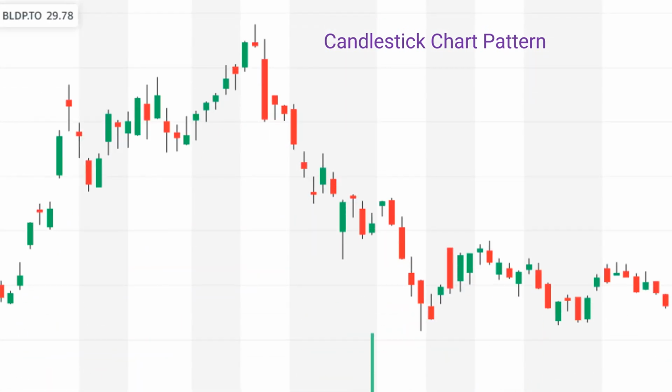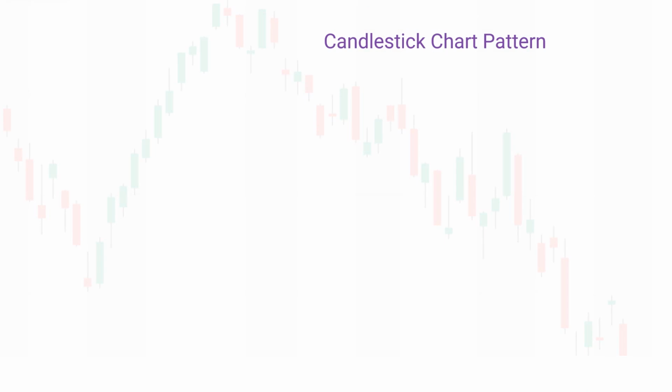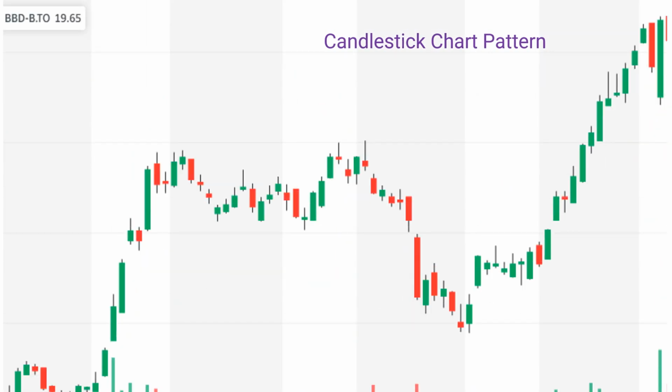Candlestick chart pattern. Let's take a look at this chart pattern. This is BLDP stock, D1 time frame. Each candle represents 1 day of trading. This is Apple stock, D1 time frame. Each candle represents 1 day of trading. This is Bombardier stock, D1 time frame. Each candle represents 1 day of trading. What is the difference between these chart patterns?